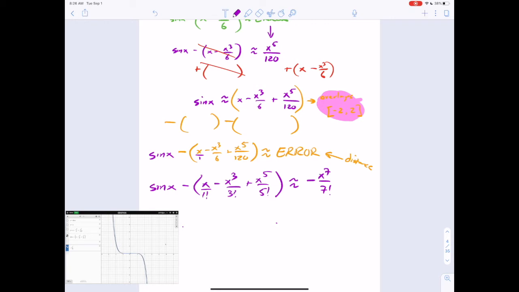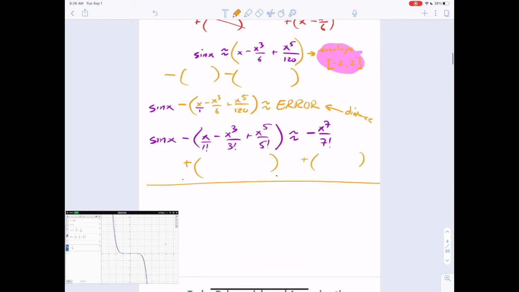So here's what we're going to do. We're going to go ahead and bring this quantity back to help improve our polynomial lookalike function. So now sine x is similar to x over 1 factorial minus x cubed over 3 factorial plus x to the 5th over 5 factorial minus x to the 7 over 7 factorial. Okay, here we go. So let's take a look to see what it looks like now.